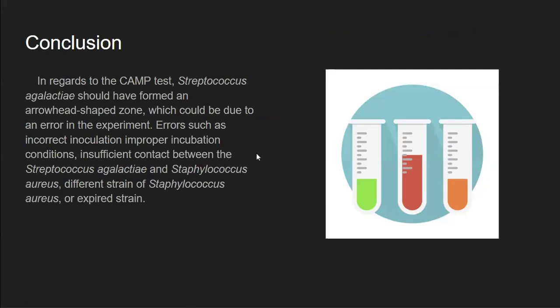Conclusion. In regards to the CAMP test, Streptococcus agalactiae should have formed an arrowhead-shaped zone, which could be due to an error in the experiment. Errors such as incorrect inoculation, improper incubation techniques, insufficient contact between Streptococcus agalactiae and Staphylococcus aureus, different strain of Staphylococcus aureus or expired strain.